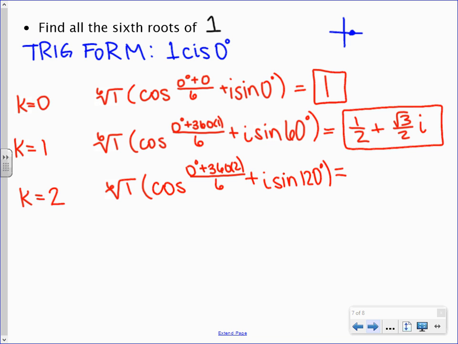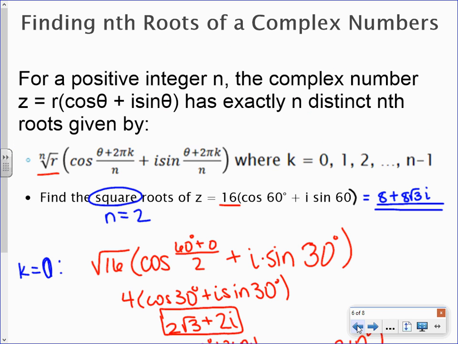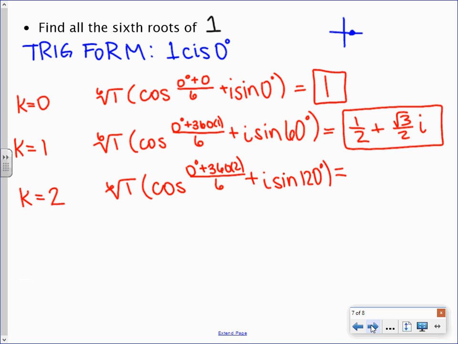So we went from 0 to 60 to 120. Do you notice something? They're all how far apart? 60 degrees. So guess what? The next 3 are also going to be 60 degrees apart. What happens is we take 360 degrees and we evenly divide it up between our roots. So when we had 2 roots, they were 180 degrees apart. Now that we have 6 roots, they're 60 degrees apart. If there were 3 roots, they would be 120 degrees apart.